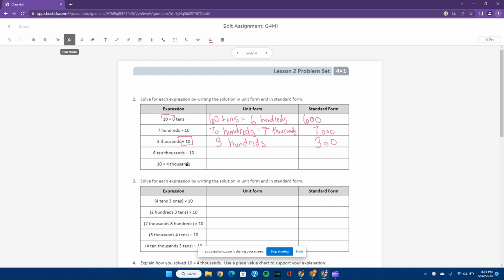6 10,000s divided by 10 would be 6 and the next smallest place value, because I'm dividing by 10. Before the 10,000s is the thousands place.